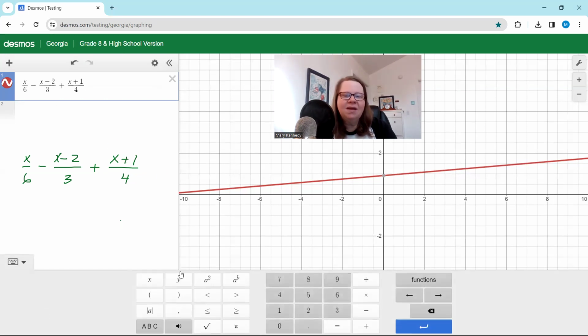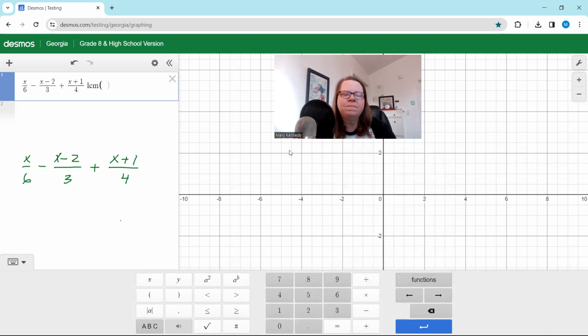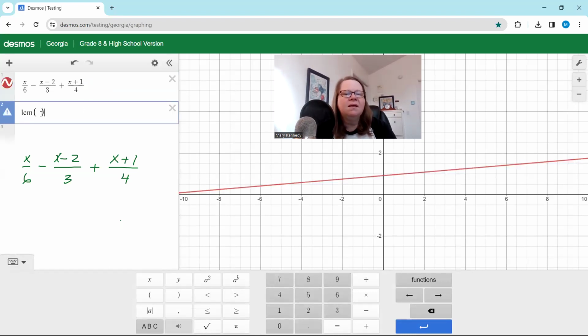But one thing that you can use for this is to hit your keyboard button, go to functions, and go all the way to number theory and LCM. And you don't want it in the same line. Let me copy, cut, and paste that down here. And you can just type in your denominators. So 6, comma, 3, comma, 4. And the least common multiple of those is 12.